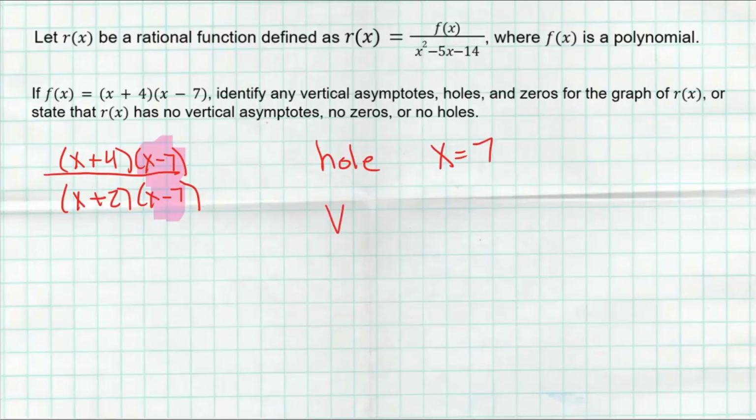Now, I also see there's going to be a vertical asymptote at x equals negative 2 because negative 2 turns only the denominator into 0. That's going to produce a vertical asymptote at x equals negative 2. And we also see there's going to be a 0 at x equals negative 4 because if you turn the numerator into 0, and not any other parts, that's going to produce a 0 or an x-intercept at that value. So again, I identified the vertical asymptote, the hole, and the zeros for this particular function based on the numerator being x plus 4 times x minus 7.